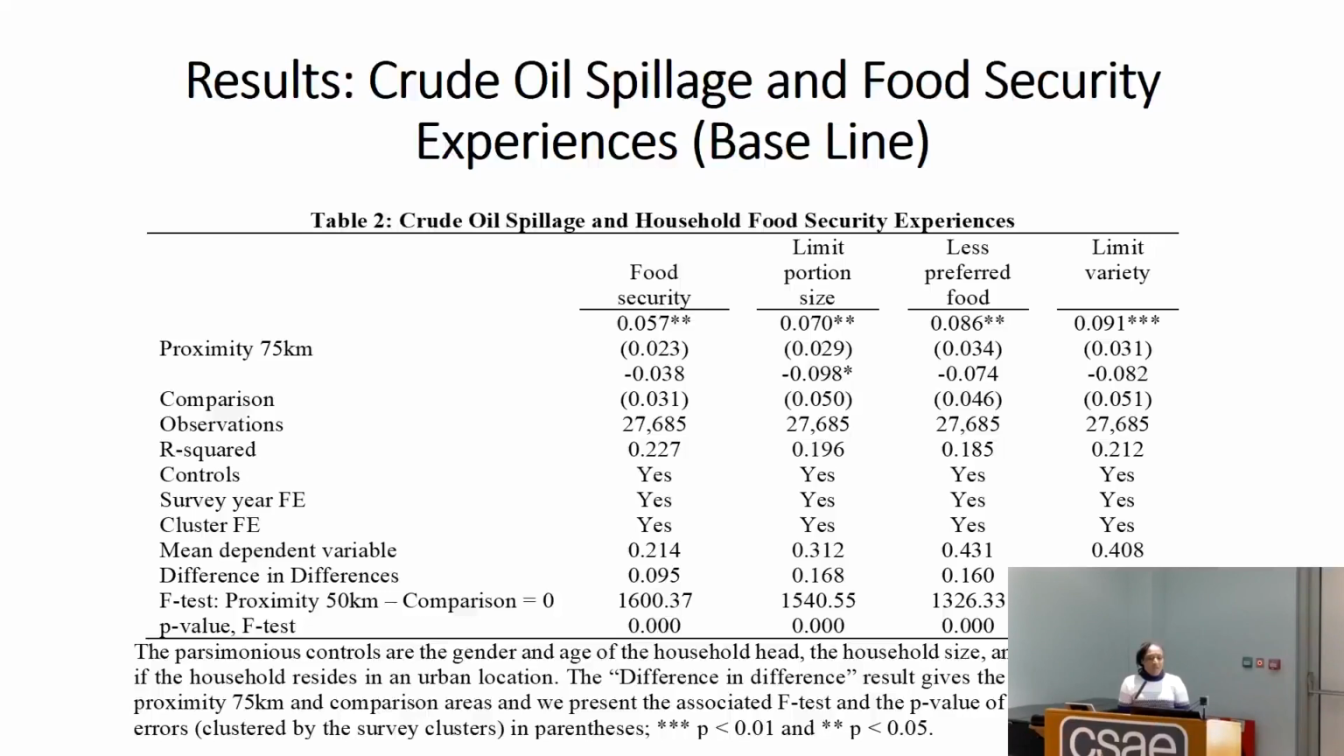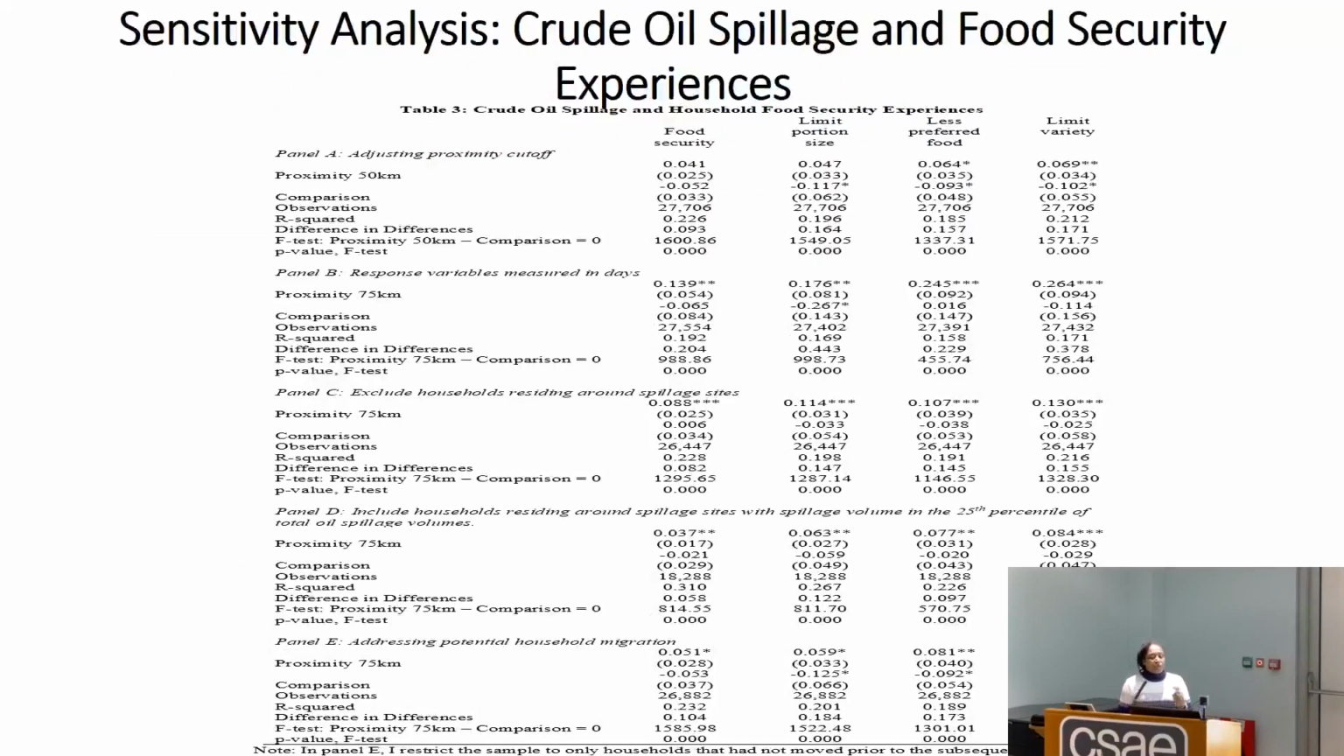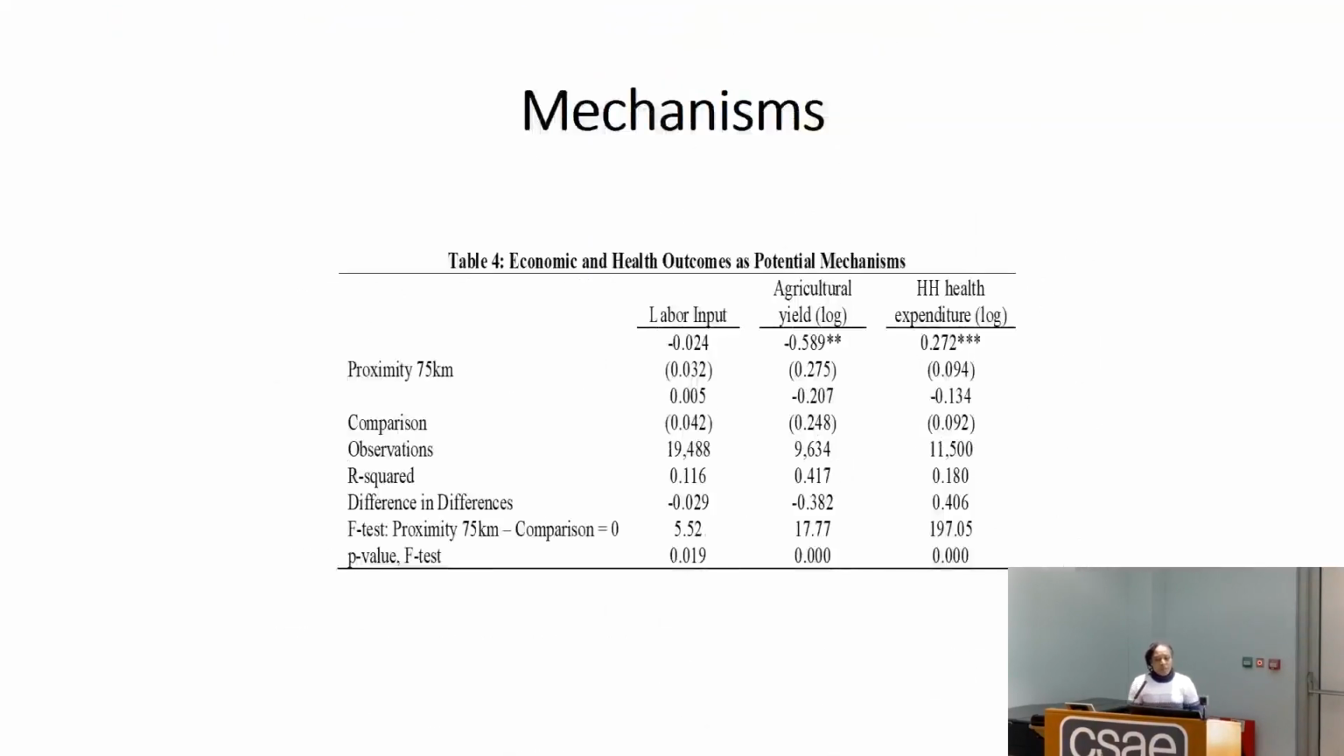The aggregated one showed that an increase in oil spillage for those close to the site actually caused them to be more insecure with regards to their food intake. The sensitivity analysis, like I said earlier, showed that at 50 kilometer proximity, the pattern of food insecurity was consistent, but the results were not as significant. For 75 kilometers, we had consistent estimates of reduction in the food security of the people close to the site. The mechanisms we used in explaining this result are economic and health outcomes.